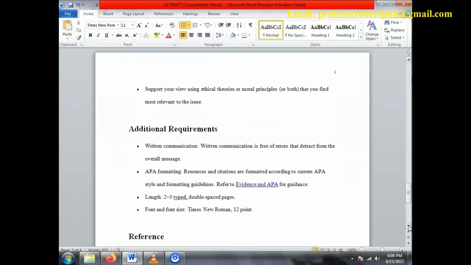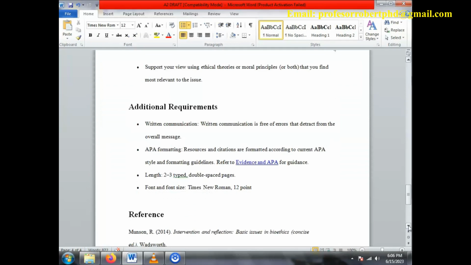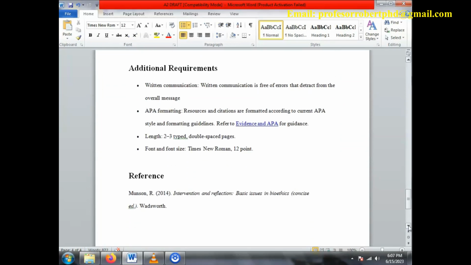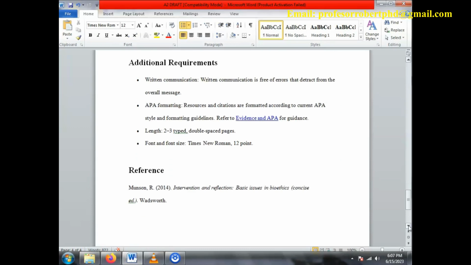Support your view using ethical theories or moral principles, or both, that you find most relevant to the issue. Additional requirements. Written communication. Written communication is free of errors that detract from the overall message. APA formatting. Resources and citations are formatted according to current APA style and formatting guidelines. Refer to evidence and APA for guidance. Length. 2-3 typed, double-spaced pages. Font and font size. Times New Roman, 12 points.